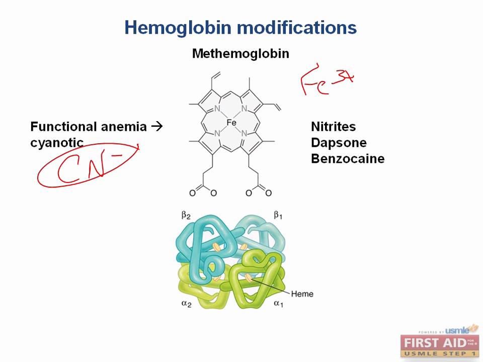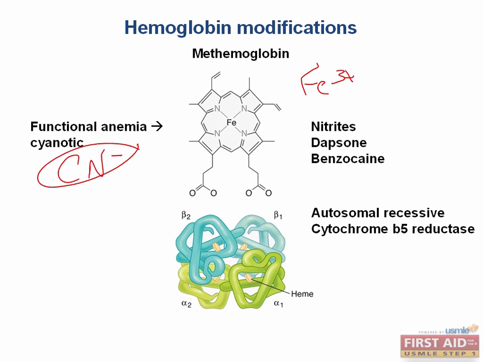Now, when should you be alerted on step 1 to a patient who might be taking dapsone? Well, someone who's on multi-drug therapy for leprosy. Methemoglobinemia can also be an inherited disorder. The most common inherited form is autosomal recessive. Do you know what enzyme is deficient in this disorder? Correct, cytochrome B5 reductase. This enzyme converts methemoglobin to hemoglobin.